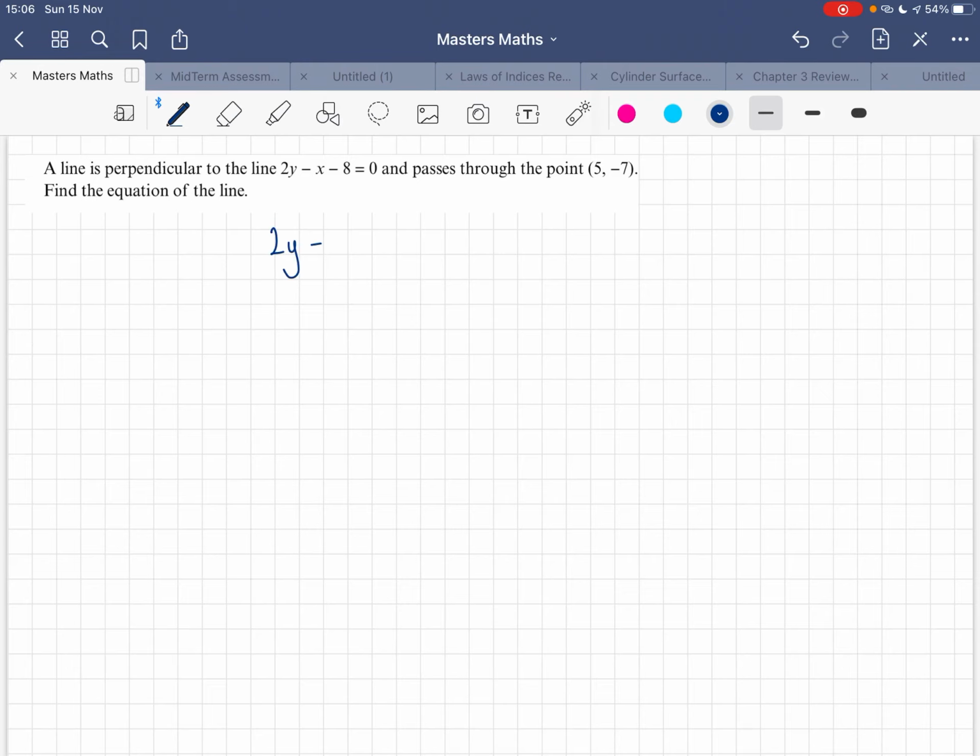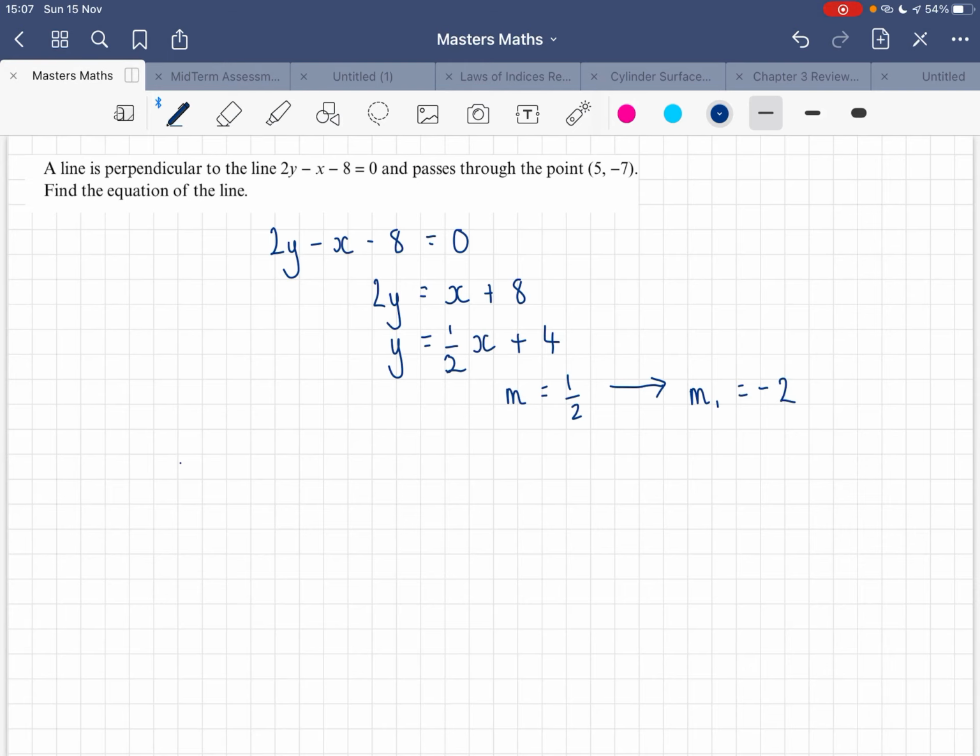So let's start by rearranging this. We have 2y minus x minus 8 equals 0. I'm going to add x and 8 across to keep y positive. So I get 2y equals x plus 8, and then I'm going to divide by 2. So I get y is a half x plus 4. So my gradient is a half. So my perpendicular gradient, the negative reciprocal of a half, I'm going to call it m1, is negative 2. The negative reciprocal of a half is negative 2.